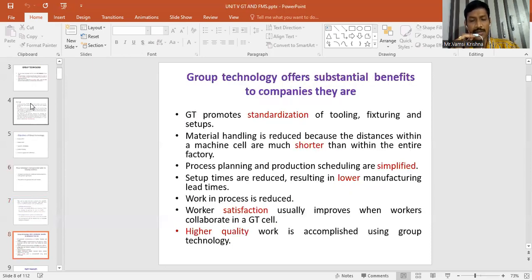Once this is done during the initiation, then automatically the main benefits that group technology can provide for a company are standardization of tooling, fixtures, and setups. Material handling is reduced drastically. The machine cells are much shorter than within the entire factory. Process planning and scheduling is simplified. Setup times, already I told you, tool setting up times and work setting up times will be reduced. Work in process is also reduced and higher quality of work is accomplished with group technology.